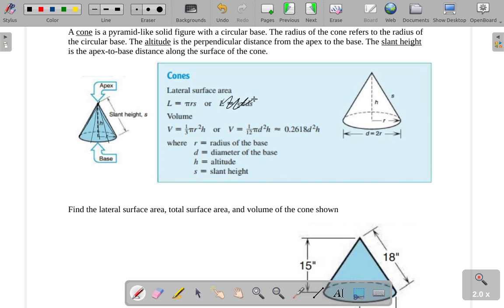I'm going to scratch out the ones using diameter again, because I don't use those. I use these ones right here. Those are the ones I recommend, because why learn 3 different formulas when one will suffice?